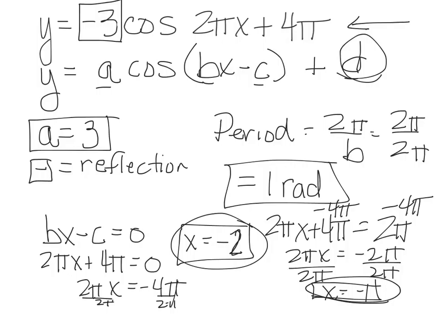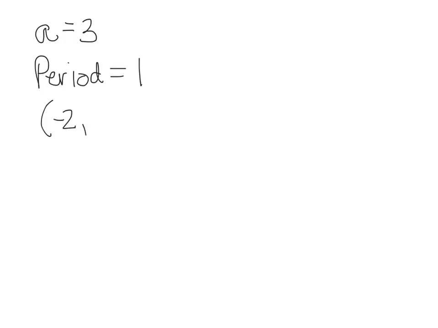The good news is there is no D. There is nothing to move this vertically up or down, all right? No vertical shift. And so all we're going to have to concentrate on is the information we have right here, all right? So let's take that information that we just dealt with. We know that the amplitude is 3. We know that the period is 1 radian. We know that we should start at -2 and wind up at -1.